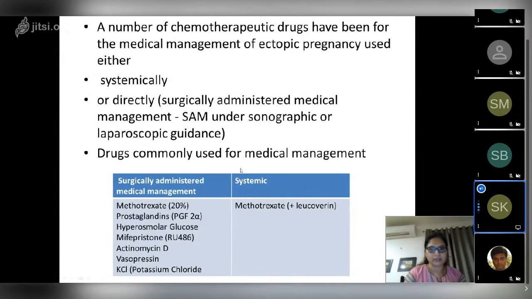The drugs commonly used for medical management, as we discussed, are methotrexate, prostaglandins, very rarely PGF2 alpha, hyperosmolar glucose, mifepristone, actinomycin D, vasopressin, and KCL, which have all been tried for SAM. Whereas for systemic administration, most of the time it is only methotrexate along with leucovorin. They are used in combination to avoid the side effects. So this you have to remember.